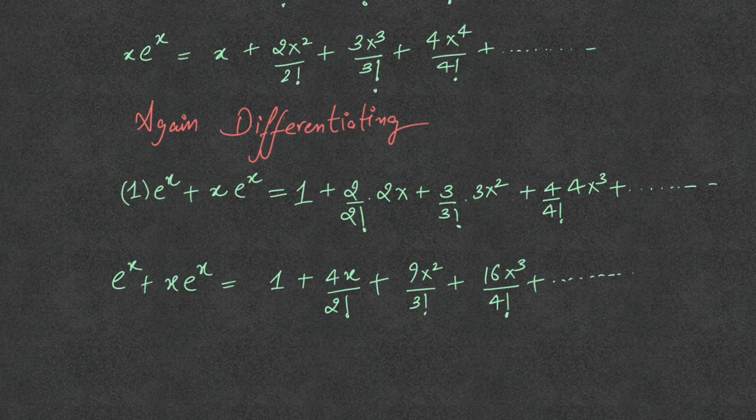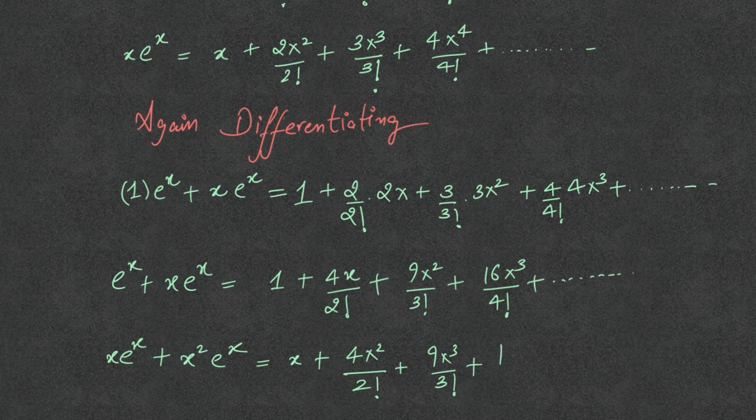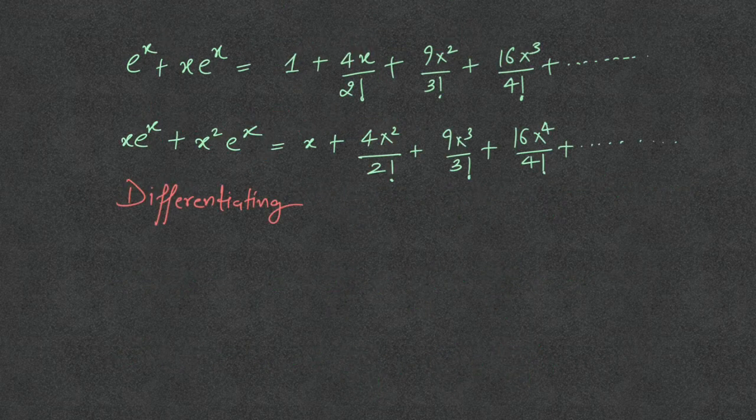Now multiplying both sides again by x, we get x into e to the power x plus x square e to the power x equal to 1 into x is x plus 4x square upon 2 factorial plus 9x cube upon 3 factorial plus 16x to the power 4 upon 4 factorial plus so on up to infinity. Now again, differentiating both sides with respect to x, we'll differentiate these two terms on the LHS.